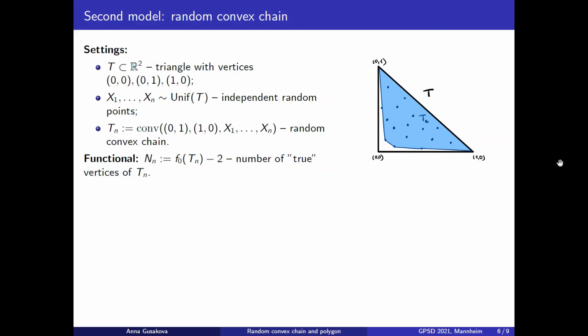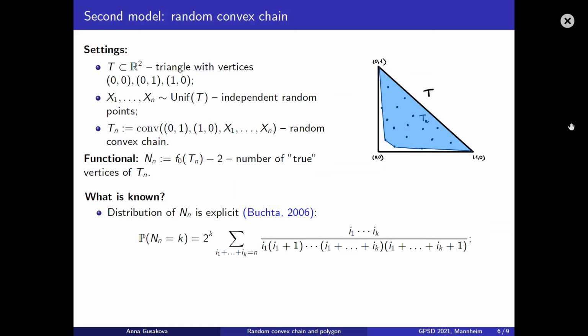I would like to mention that it is enough to consider this fixed triangle, since all triangles in R2 are equivalent up to affine transformation, which does not change the distribution of this functional Nn. So what is known so far for this random convex chain?